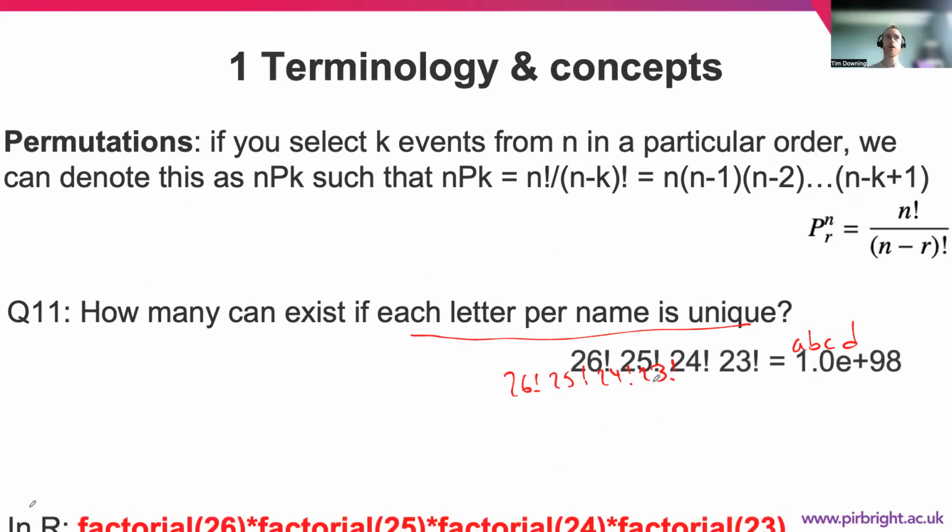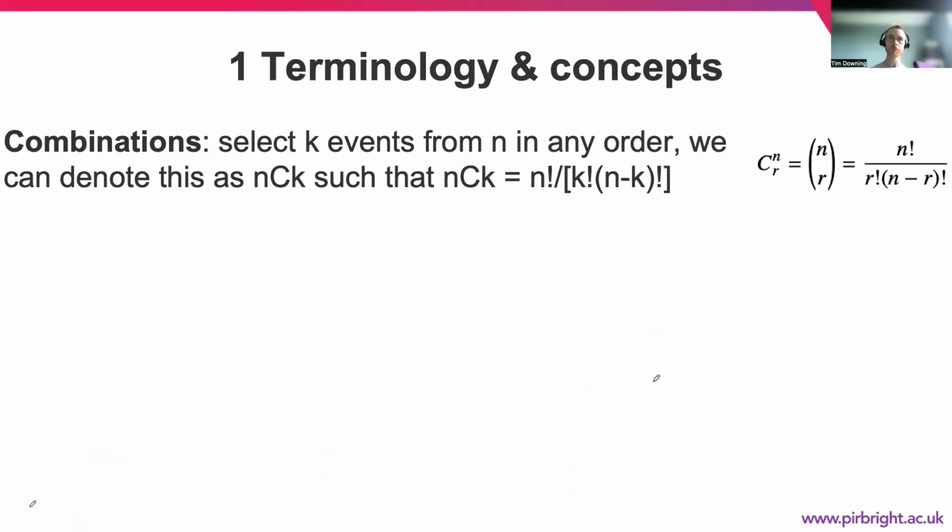Related to permutations are combinations. So here we're selecting k events again, but not in any particular order. It's not a specific order. So you might have n choose k, such that n choose k is n factorial over k factorial times n minus k factorial in the denominator. The factorials work out in the same way, and this is sometimes written as n choose r, or nr in round brackets.